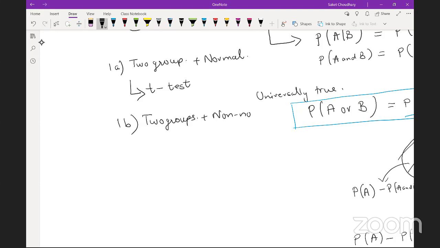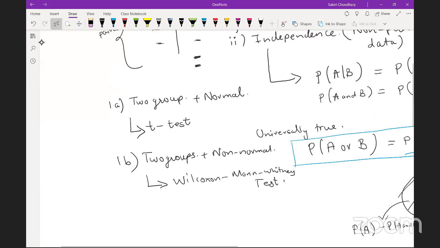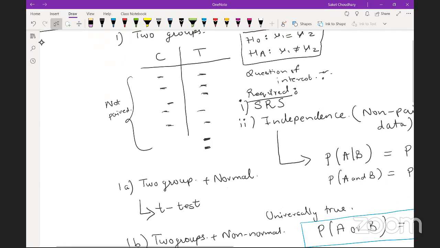But this idea of normality, this concept of normality, was not necessarily satisfied for this data. And for this, we relied on the Wilcoxon Mann-Whitney test. So again, we have come up with different test strategies to be able to satisfy what we want to see in a two-group setting.